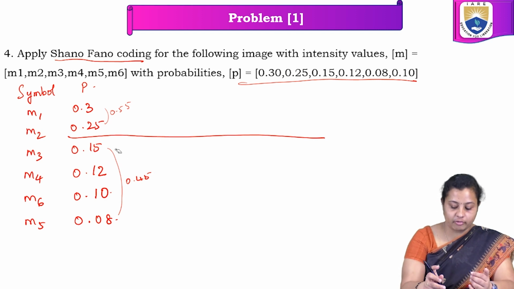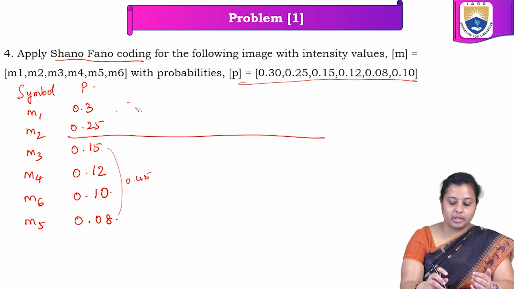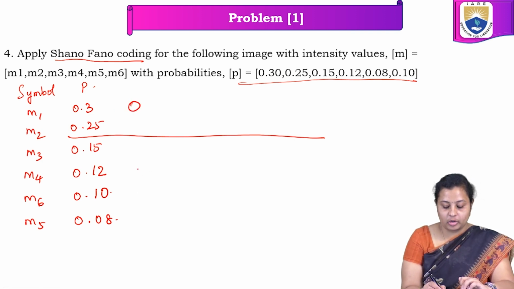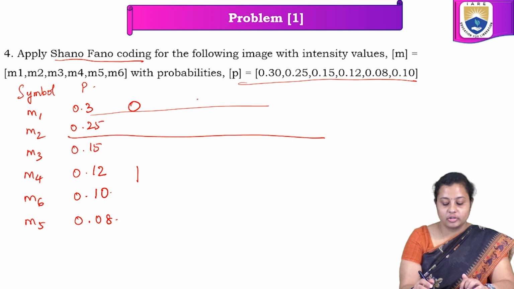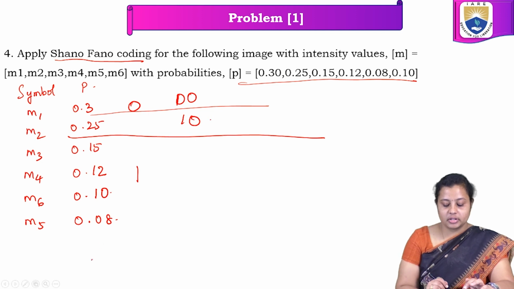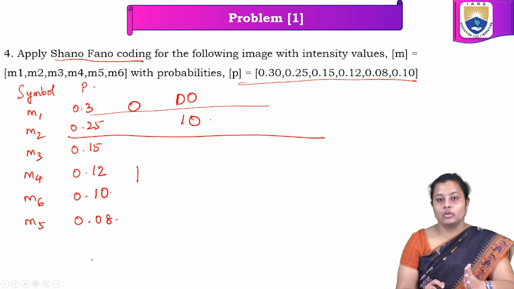The upper half which I have, I am coding it to be 0, and this I am coding it to be 1. So at the next stage, I'll divide these again into subgroups. I'll write it as the upper half is 0, 0, and the lower half is 1, 0. This I have and divided into two subgroups.